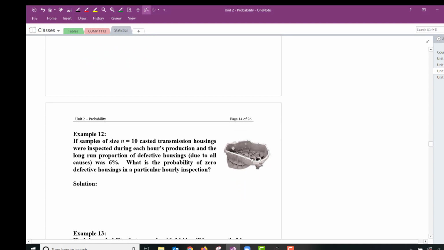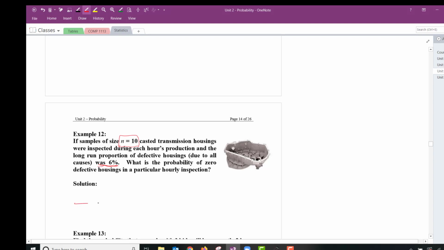The next question, we probably wouldn't necessarily need it so much, but let's give this one a try. We're looking at a sample of 10 transmission housings. Over the long run, we know that 6% of these things are defective. So what is the probability that 0 defective housings are found during our hourly inspection where we looked at 10? Basically, we want no bad ones in our group of 10, or we want all good ones.